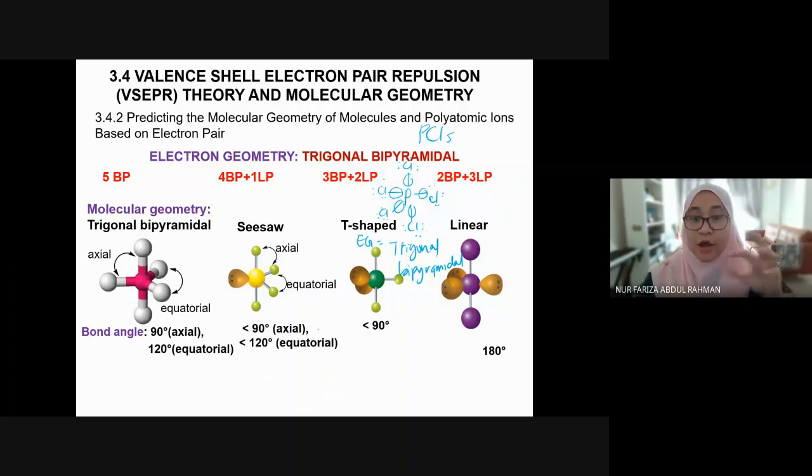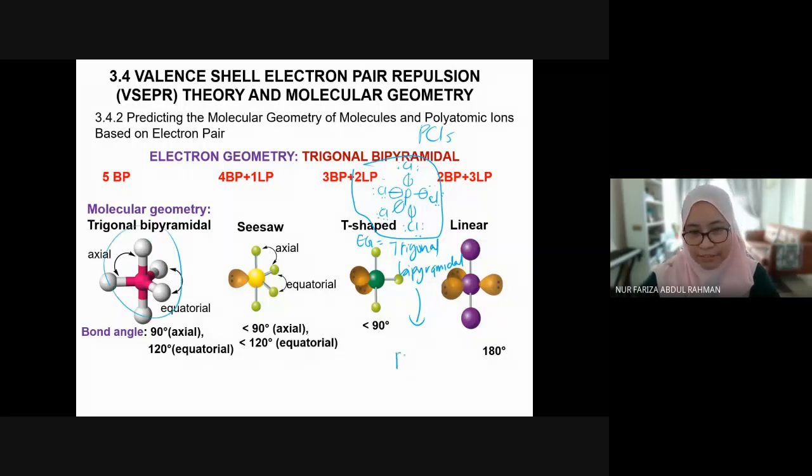Okay, trigonal bipyramidal. So next you are going to transform this Lewis structure into the correct geometry, which is in trigonal bipyramidal shape. So I would highly suggest you to draw it this way. Draw macam ni. So macam mana? Kita buat macam ni.